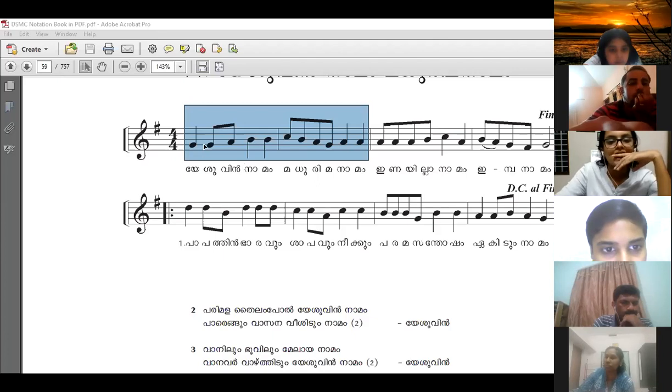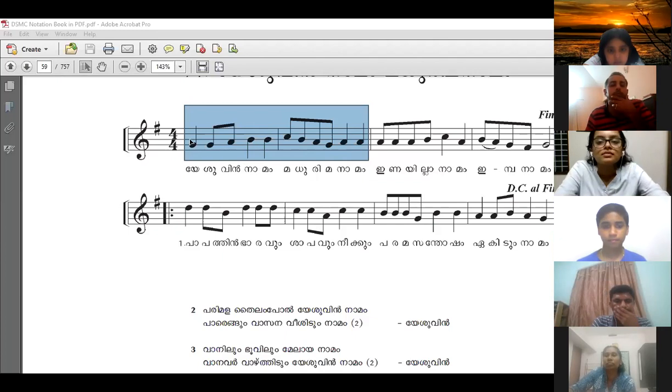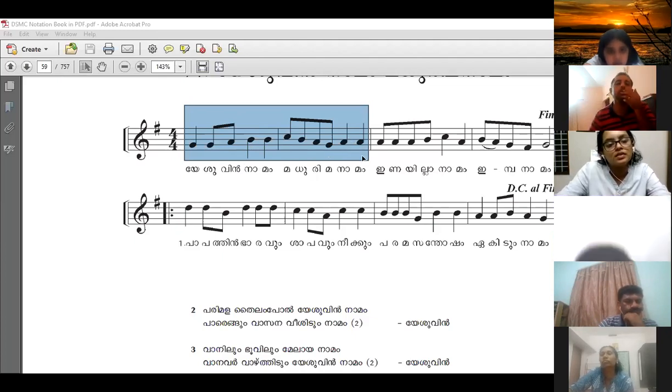Okay, so I'll tell the answer. Neha, yes, correct. Jeremiah. The answer is G, G, A, B, B, C, B, A, G, A, A. I think most of you got it right. You're all experts now in reading notes and the timing also, isn't it? This is one beat. These two are half, half, one, one. All these are half, half, half, half. Four half beats, then one and one.